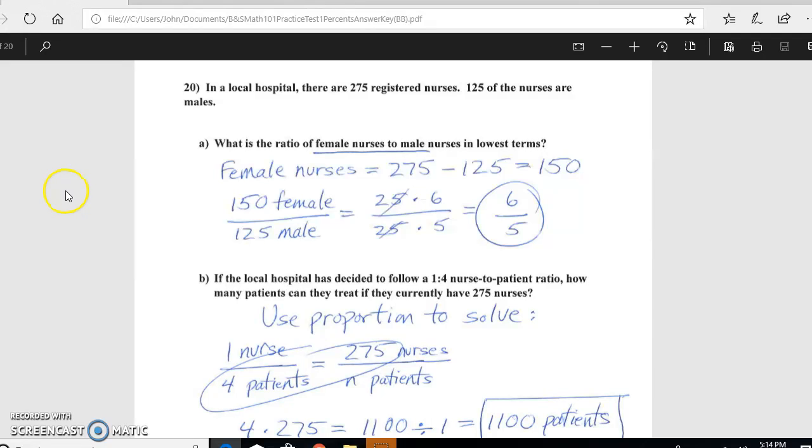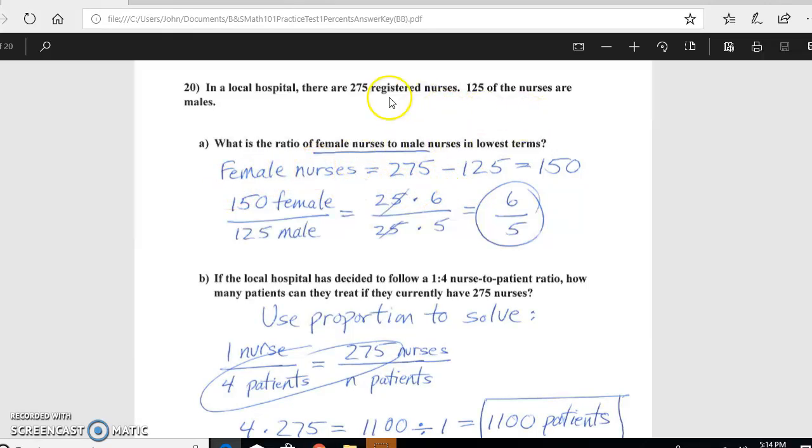This is the practice test for ratios, proportions, and percents. We're looking at problem 20. In a local hospital, there are 275 registered nurses. 125 of the nurses are males. Letter A. What is the ratio of female to male nurses in lowest terms?